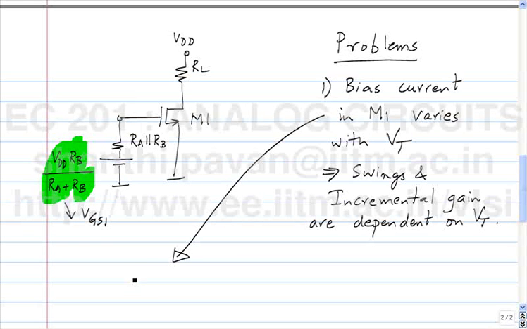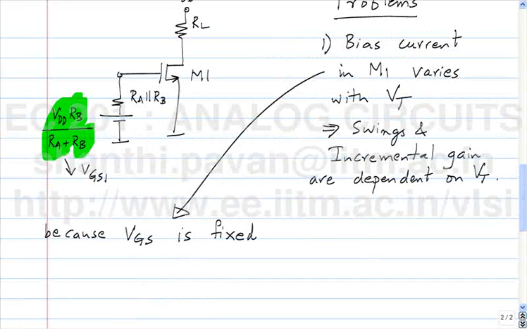And why does it vary with VT? Because the true culprit is that when the VT of the device changes, the VGS still remains fixed, and the device reacts to not VGS but to VGS minus VT. Okay, and that's the reason why, once the bias current changes, the small signal incremental equivalent circuit of the MOSFET changes, which means that everything is up for a toss. So, as smart engineers, what will you do? What could you do to fix this problem?